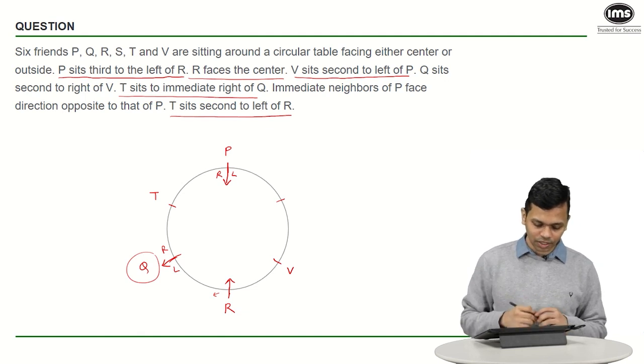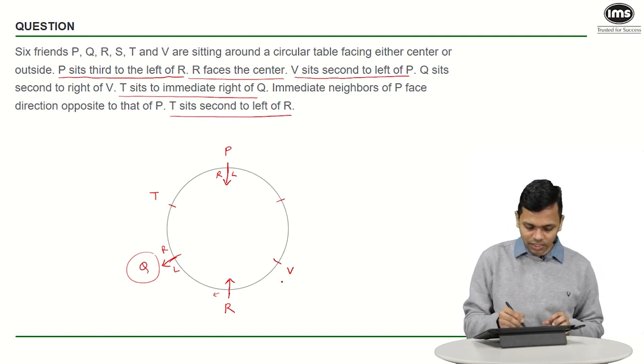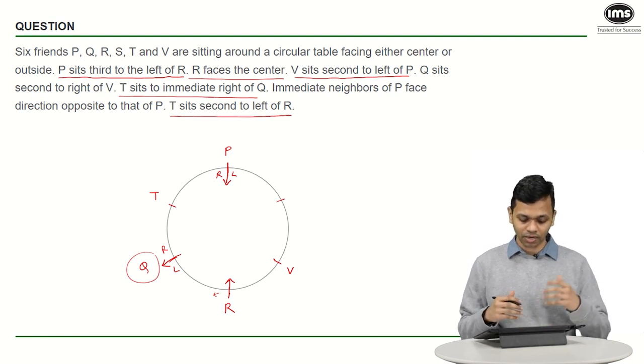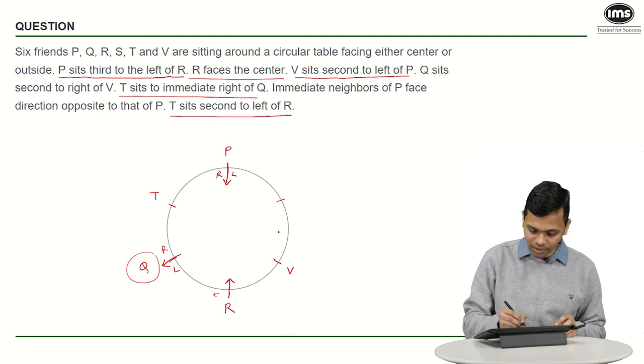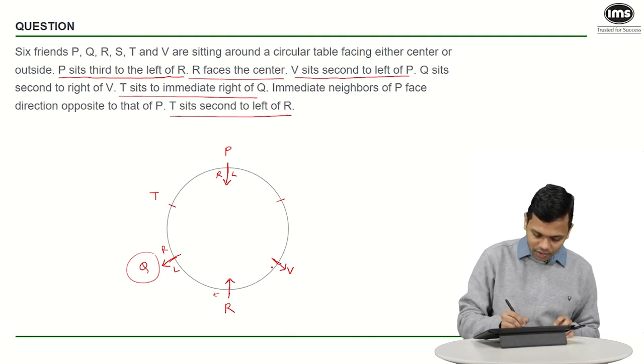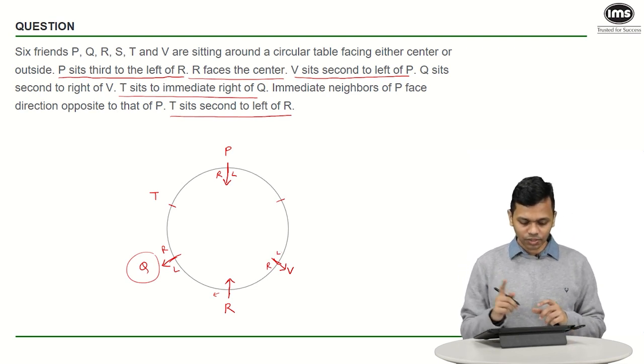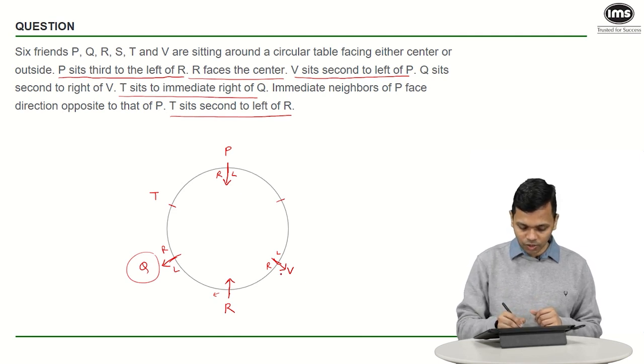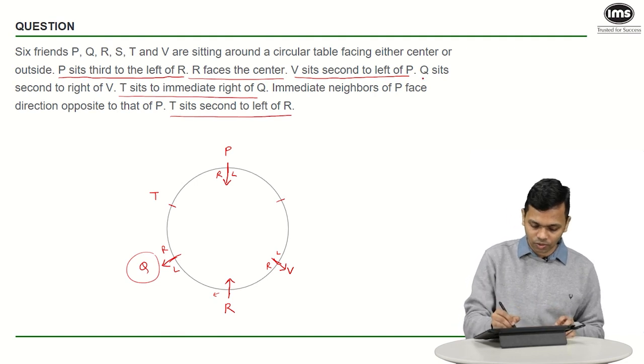Q sits second to the right of V. If I look at this image that we have drawn right now, Q sitting second to the right of V. For that to happen, V has to face outside, because when V is facing outside, this becomes the right hand side and this becomes the left hand side. And Q sitting second to the right, I have taken care of this point also now, because R is to the right immediately and then you have Q second to the right of V. So even this point is done.